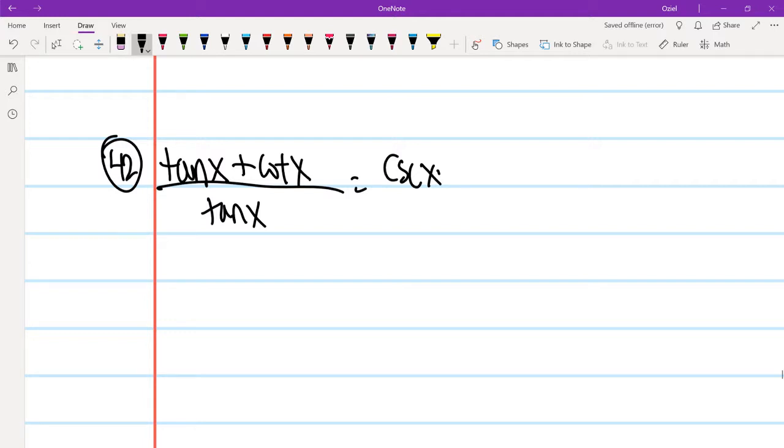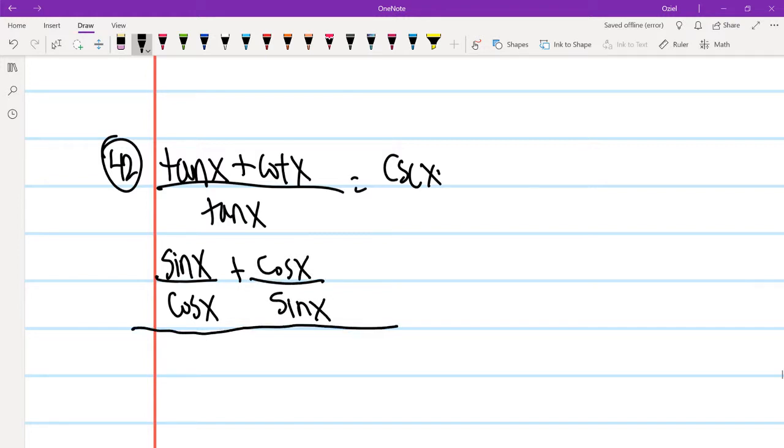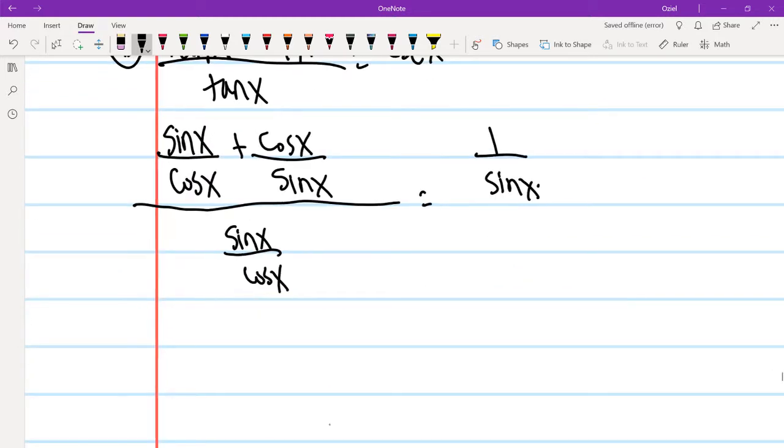So again, what you want to do is make sure you have your terms and you have each side in terms of sine and cosine. So I would say sine of x over cosine of x plus cosine of x over sine of x, over sine of x over cosine of x, is equal to 1 over sine of x.